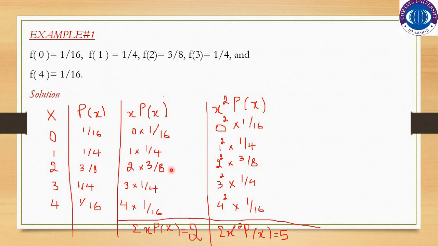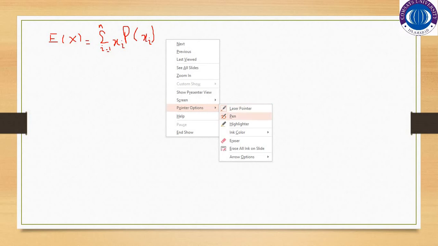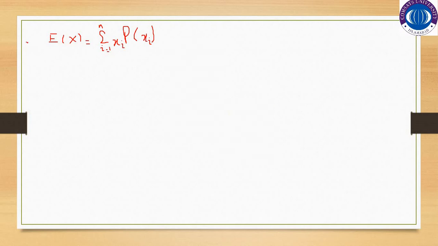By summing up this column, you will get summation x into P of x, which is 2. You will add all the values coming from these calculations. It will end up with 2. So the expected value of x, which you can call mu, is basically the mean, and it is equal to 2.